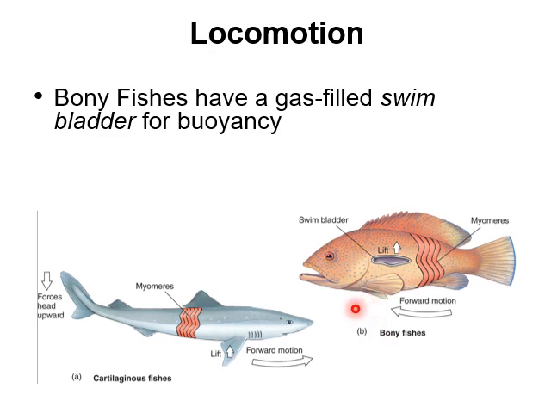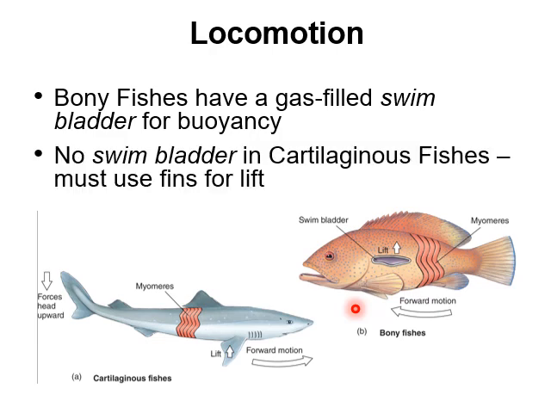So it kind of works in the same way that a scuba diver uses a vest, right? Scuba divers use what's known as a buoyancy control device, which is this vest sort of thing that they wear, and you can put air into it and you can take air out of it, and that controls one's buoyancy. So cartilaginous fishes, so things like sharks, rays, and skates, they don't have any sort of swim bladder.